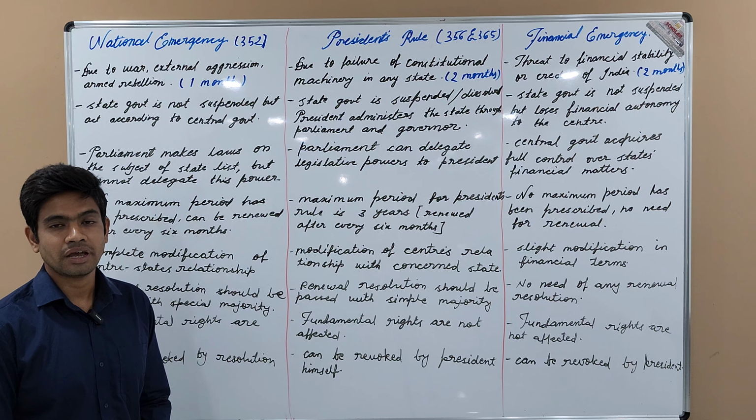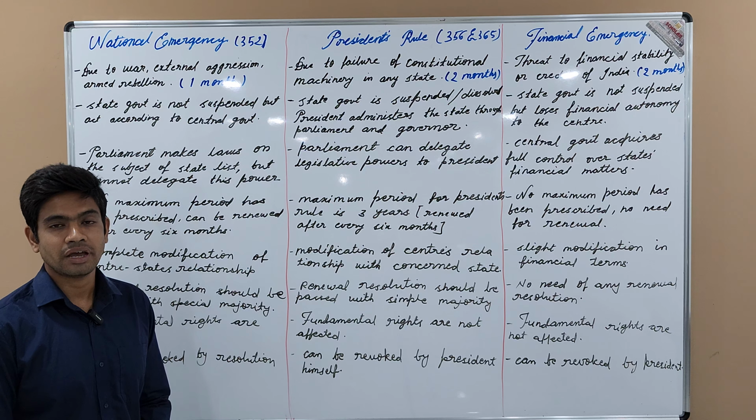Now, let's see what happens to the state governments when there is a proclamation or imposition of these emergency provisions. When the national emergency is proclaimed, the state government remains intact, but it functions and acts according to the instructions given by the central government. But in case of President's rule, it doesn't happen. In case of President's rule, the state government gets dissolved or suspended completely. So in case of national emergency, the state government does not get suspended, while in case of President's rule, the state government is completely suspended, and the President is given the power to administer the state with the help of some administrators.